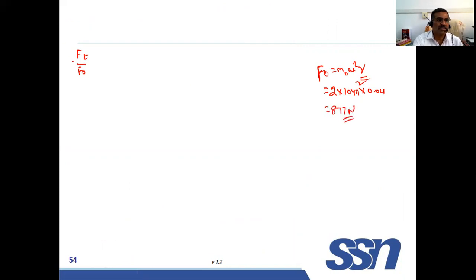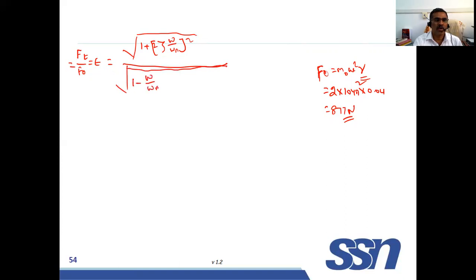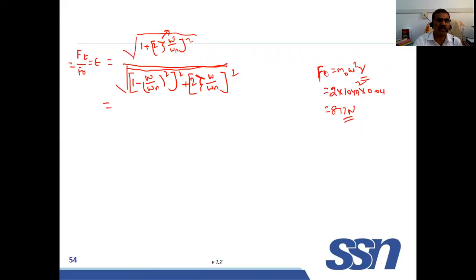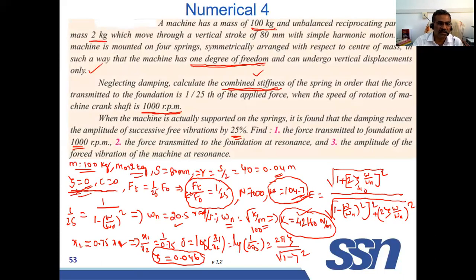877 Newton. So transmissibility epsilon is equal to, what is the equation? Root of [1 plus (2 psi omega by omega n) the whole square] divided by root of [(1 minus (omega by omega n) square) the whole square plus (2 psi omega by omega n) the whole square]. We substitute in this equation. Psi we have calculated, 0.046. What is the value of omega? This is 104.7. What is the value of omega n? Omega n is equal to 20.5.